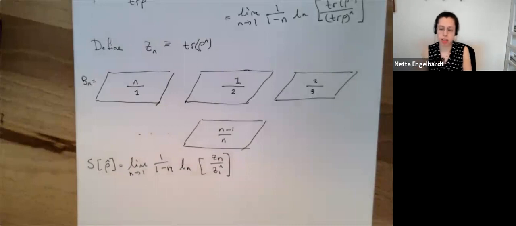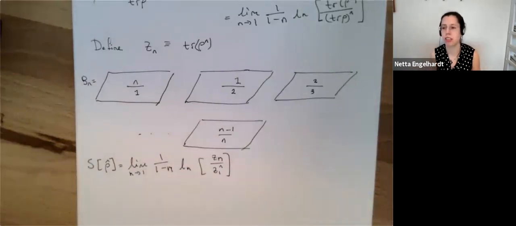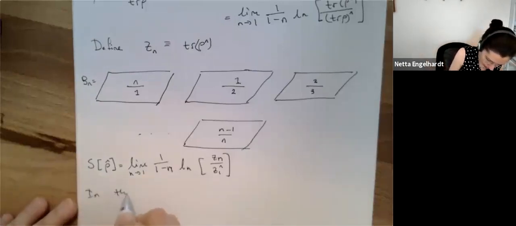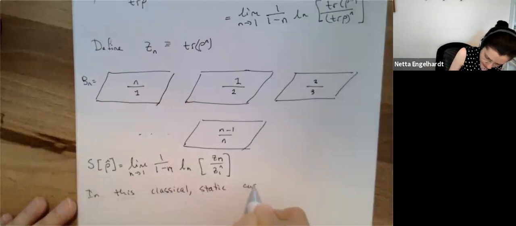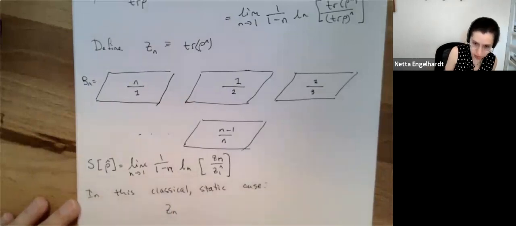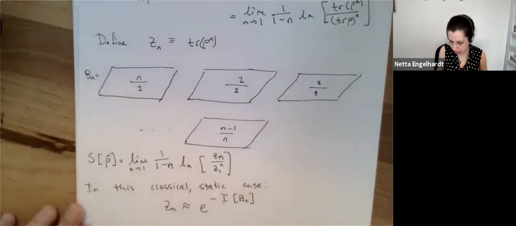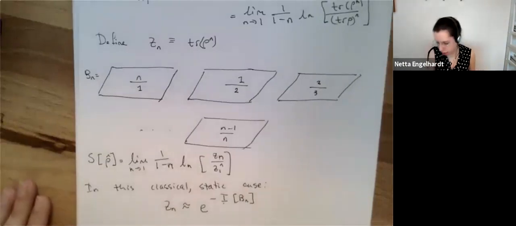Okay, now we're going to use the fact that we're working in the semi-classical limit, and we're also going to use the fact that we have a static spacetime, which means we can talk about the Euclidean continuation of it just by taking this distinguished t coordinate to i tau. So in the semi-classical, classical static limit, Z sub n is going to be approximately equal to e to the minus I of B sub n, where I here is the on-shell Euclidean action of a gravitational saddle.